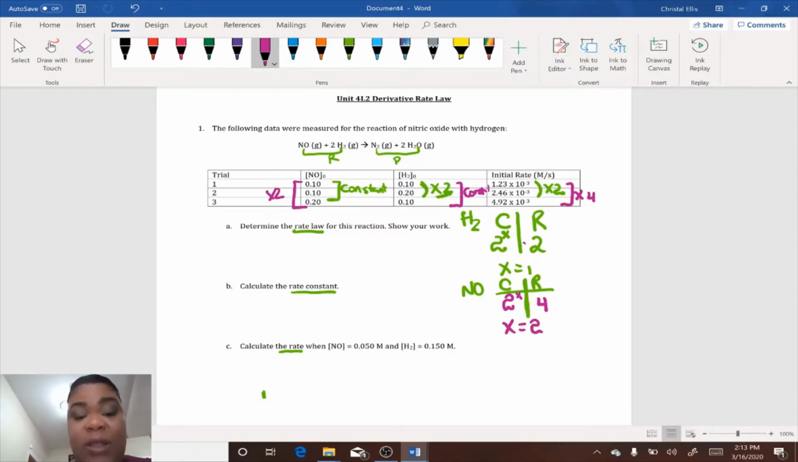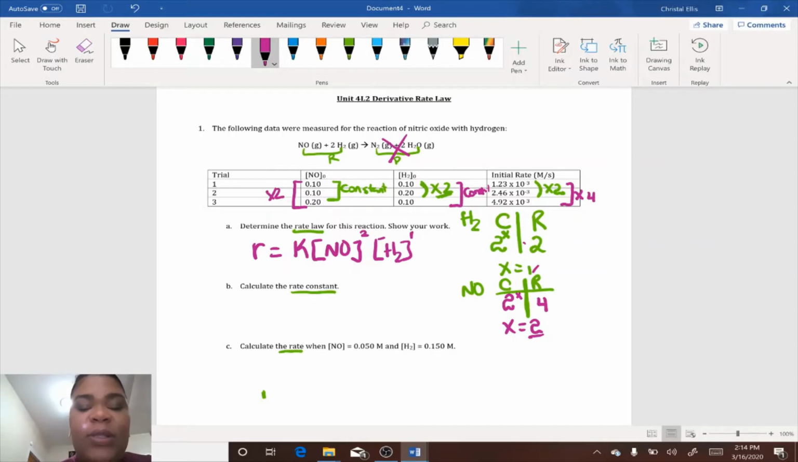So to write the rate law, we'll go rate is equal to K, concentration of NO raised to the second power, and the concentration of H2 raised to the first power. And that's the rate law. Remember, we don't care about our products when we are writing the rate law. Only the reactants go into the rate law.